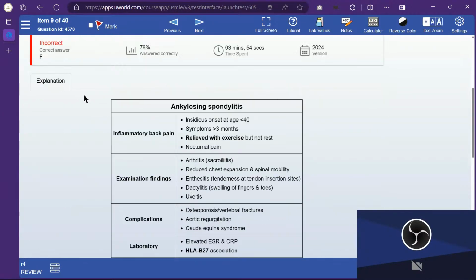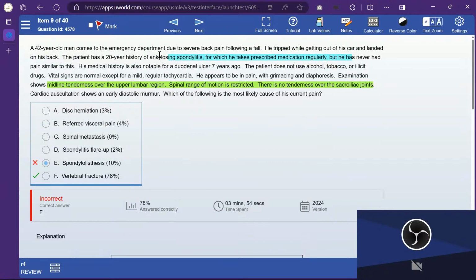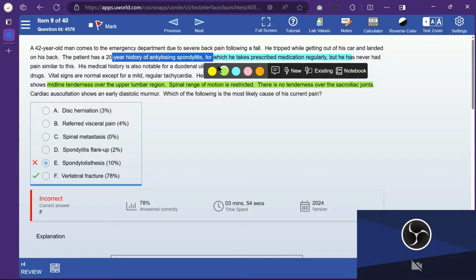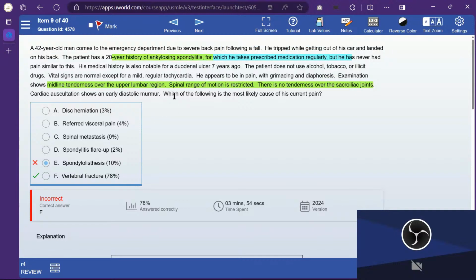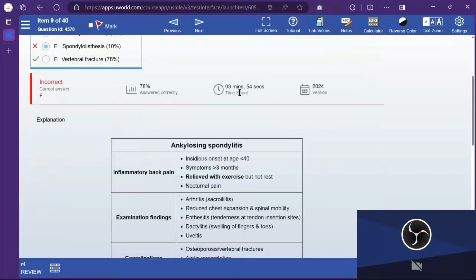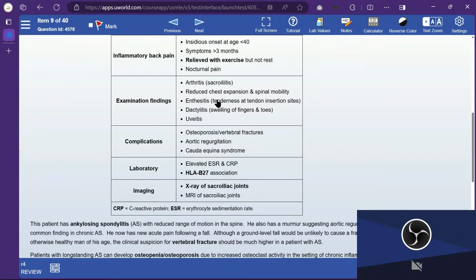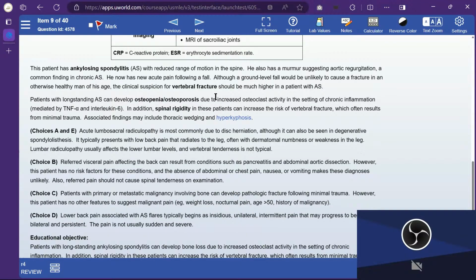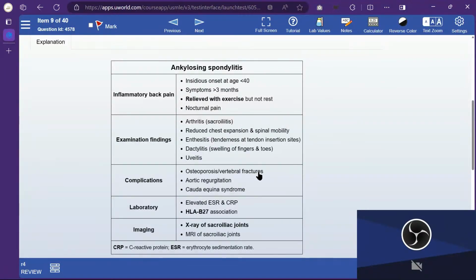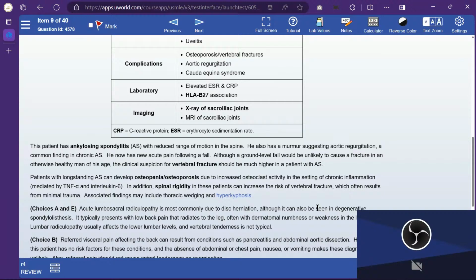Midline tenderness, age less than 45, 20-year history of ankylosing spondylitis. Why this pain? An ankylosing spondylitis patient now has midline tenderness over the lumbar region and restricted spine range of movement. So vertebral fracture or osteoporosis should be thought of.